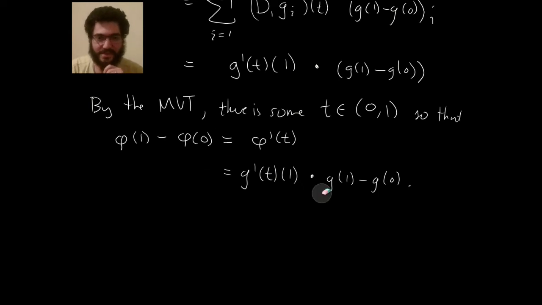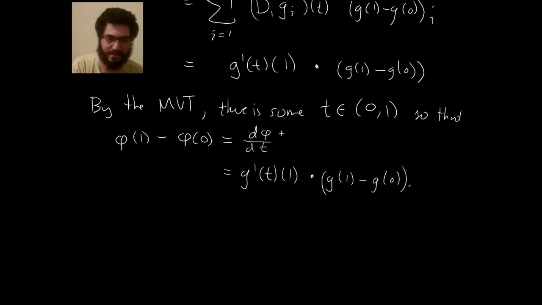I'm sorry, let me revise that. I'm mixing up old and new notation, and it's going to get incredibly confusing. So I should not call that phi prime of t. I should call it d phi dt at a particular t. Let me call it t naught. So there's some t naught so that this is true. And here I should put t naught.